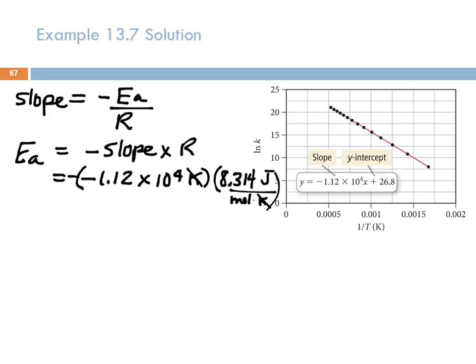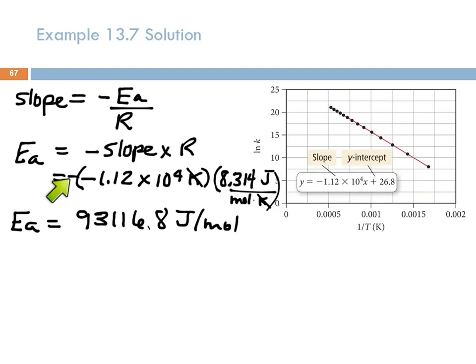1.12 negative times 10 to the fourth times 8.314 equals. So, Ea equals 93116.8 joules per mole. And then there's a negative in front here, so you got to change the sign again, and the negative goes away.